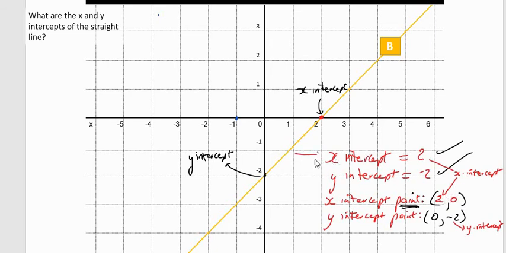The x-intercept here, we said it's 2, and that's the same value in the x-intercept point. So the x value in the x-intercept point is called the x-intercept, and the y value in the y-intercept point is called the y-intercept. That's why we have -2 in the y-intercept point as we have -2 for the y-intercept. Got it?